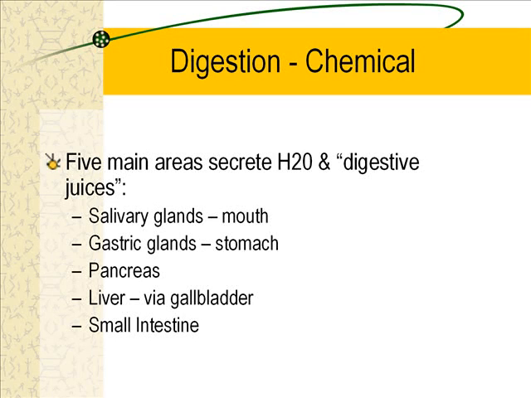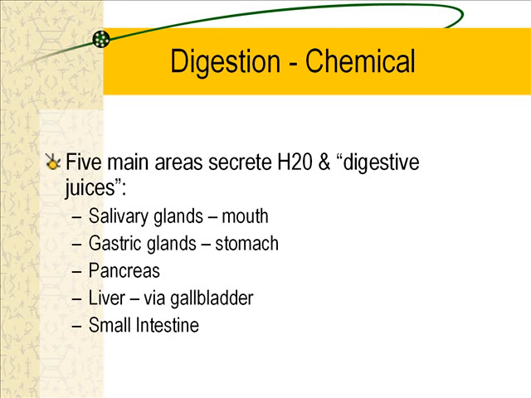Chemical digestion, the 5 components or areas that we consider as chemical digestion are in the mouth. We have salivary glands, which secrete enzymes. We have the stomach. We have the gastric glands that participate by secreting enzymes and acid. We have the pancreas, which secretes enzymes.